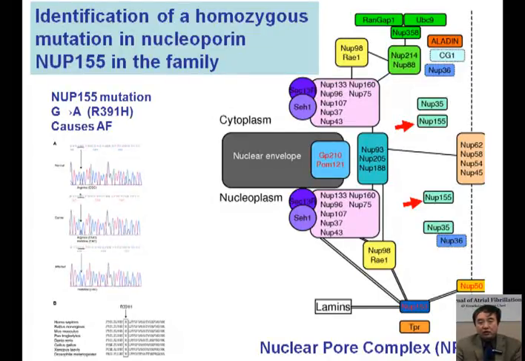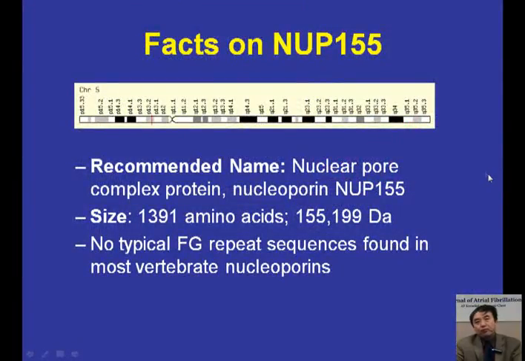Nuclear porins are very important proteins in the nuclear pore complex. Here's the putative structure of the nuclear pore complex. And loop 155 is localized in the central part of the nuclear pore complex. Loop 155 is on chromosome 5p13. It encodes a protein with 1,391 amino acids, and its molecular weight is 155 kilodalton. That's why it's called loop 155.